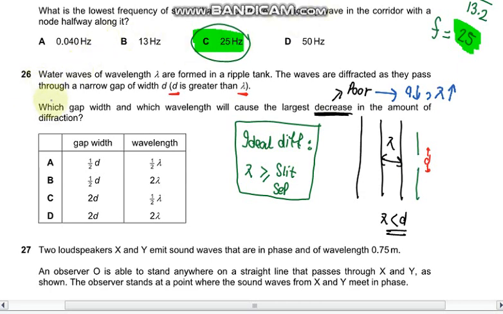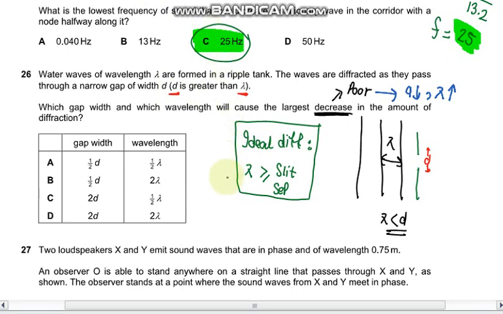So question number 26 says that the width gap is D and the wavelength of lambda is being passed, and the width gap is greater than lambda. Which change would cause the largest decrease in the amount of diffraction?